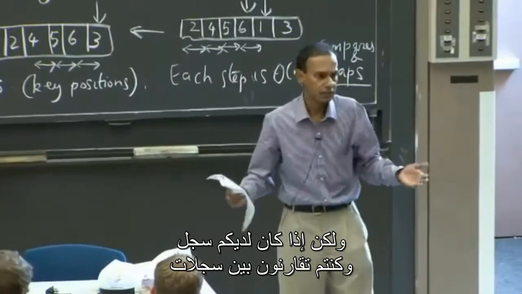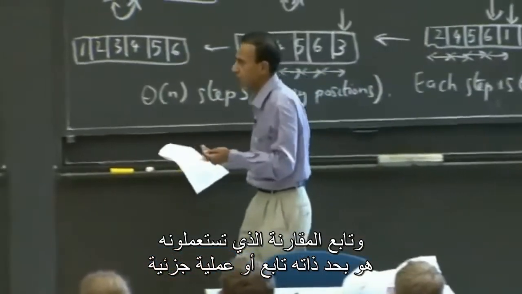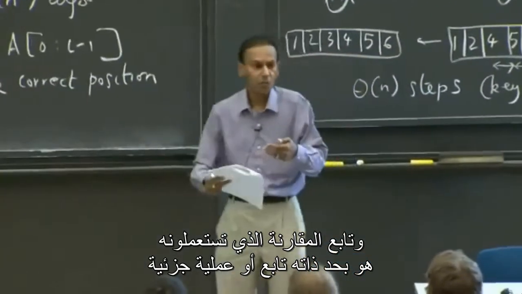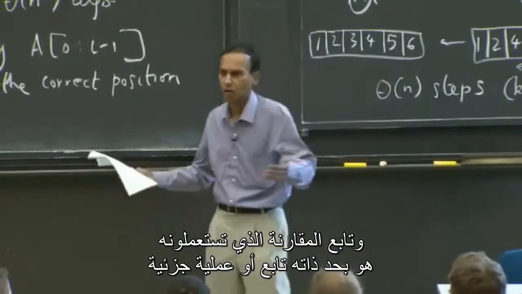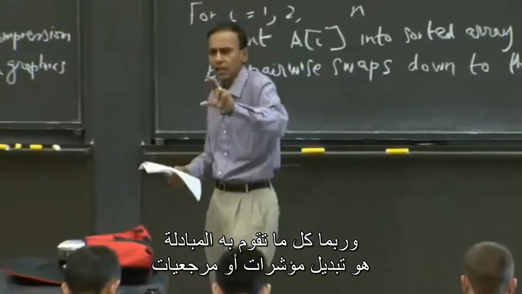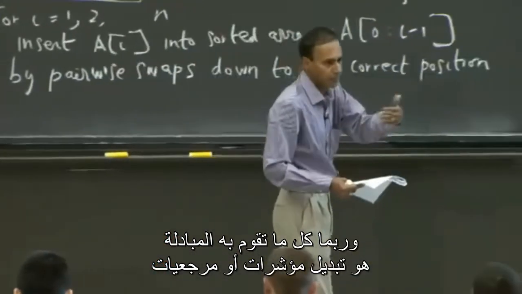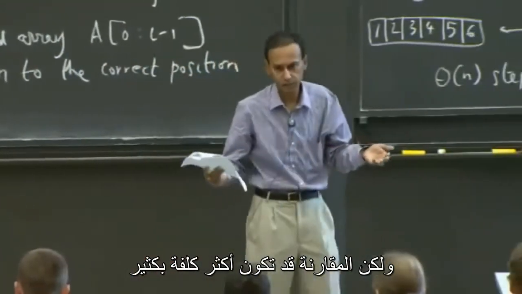But if you had a record and you were comparing records, and the comparison function that you use for the records was in itself a method call or a subroutine, it's quite possible that all you're doing is swapping pointers or references to do the swap, but the comparison could be substantially more expensive. Okay?